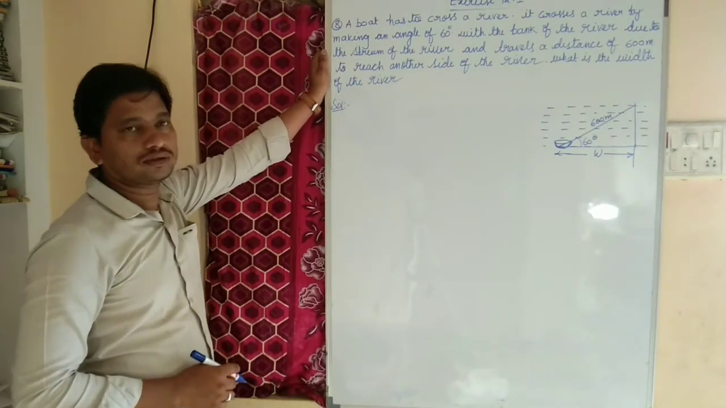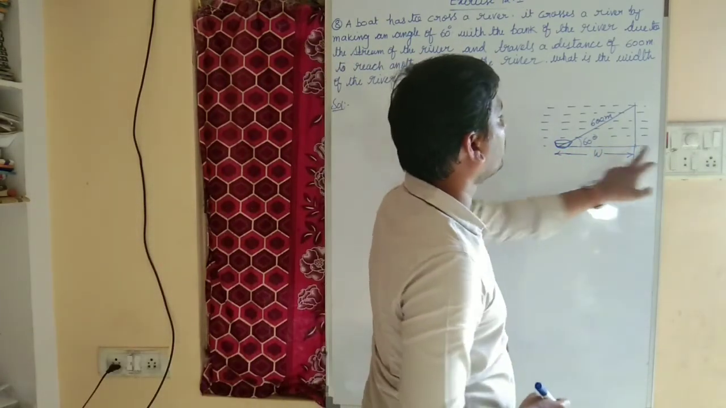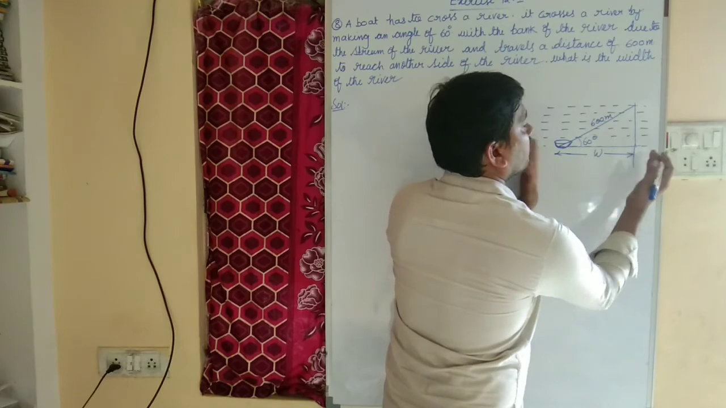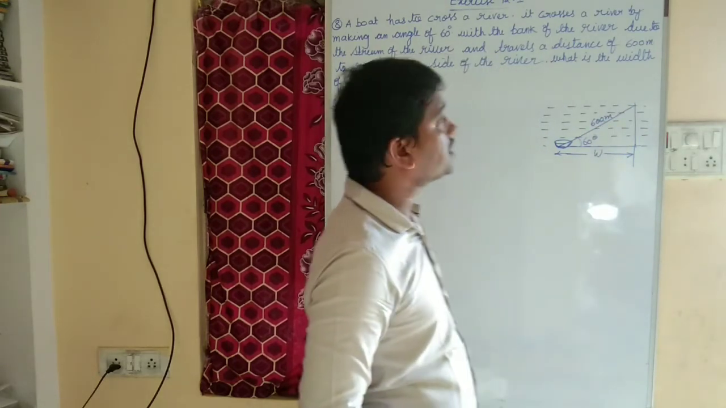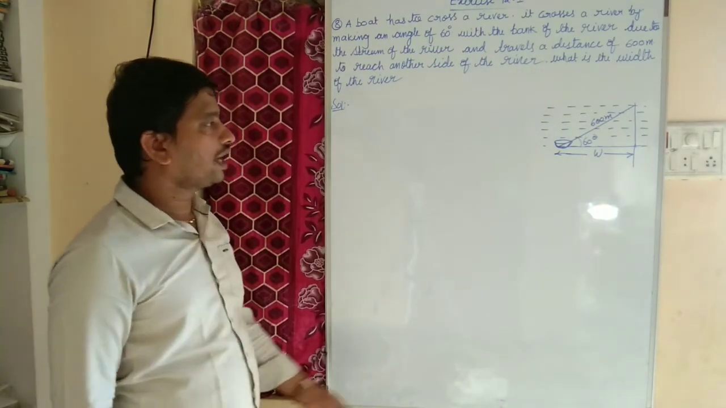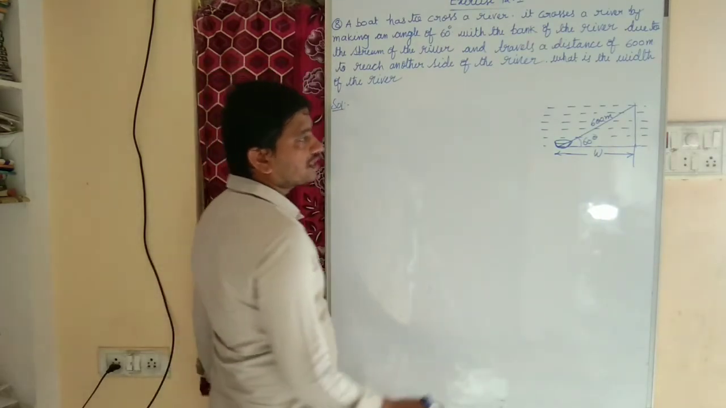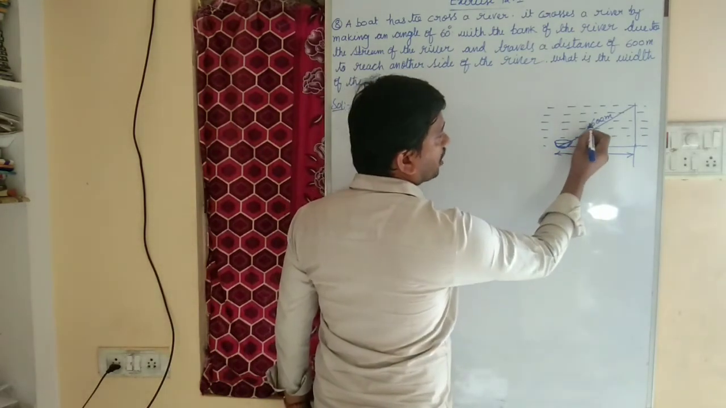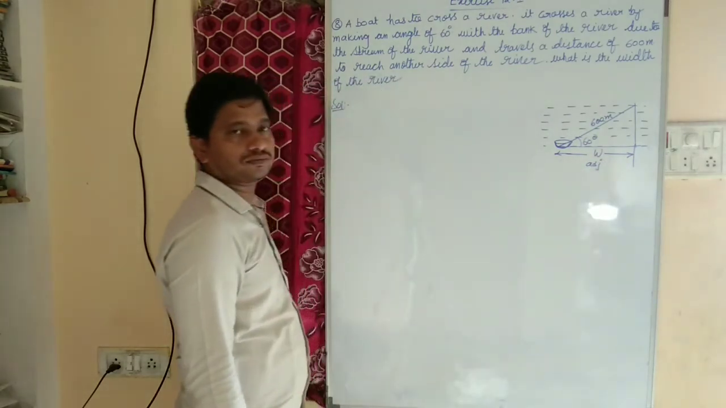Understood, children, the question? And these are the two sides of the bank of the river. They are asking what is the width of the river. It has crossed how many meters? 600 meters to reach the other side of the river. Right? Now we have to find what is the width of the river. So what are the known quantities here? Known quantity is hypotenuse and unknown quantity is adjacent side.